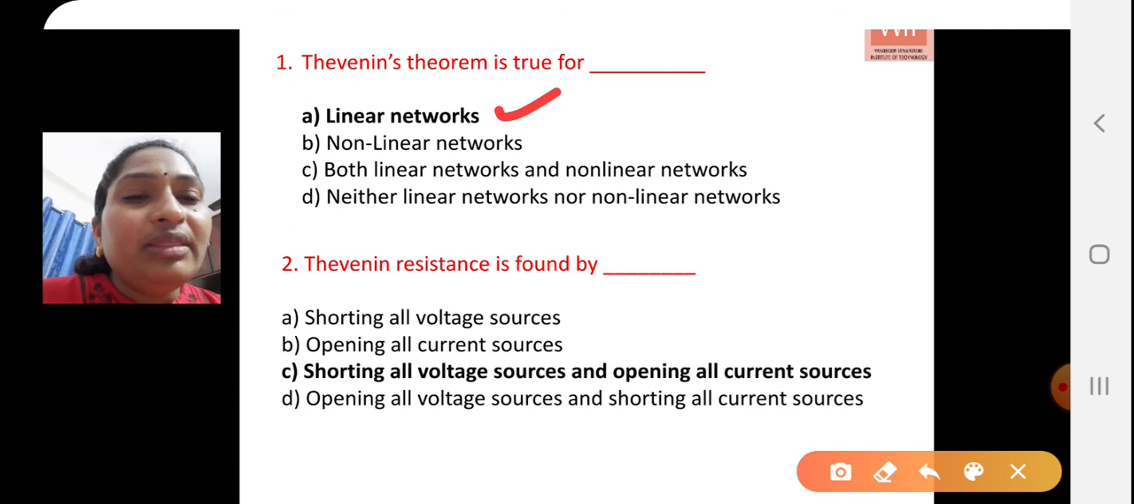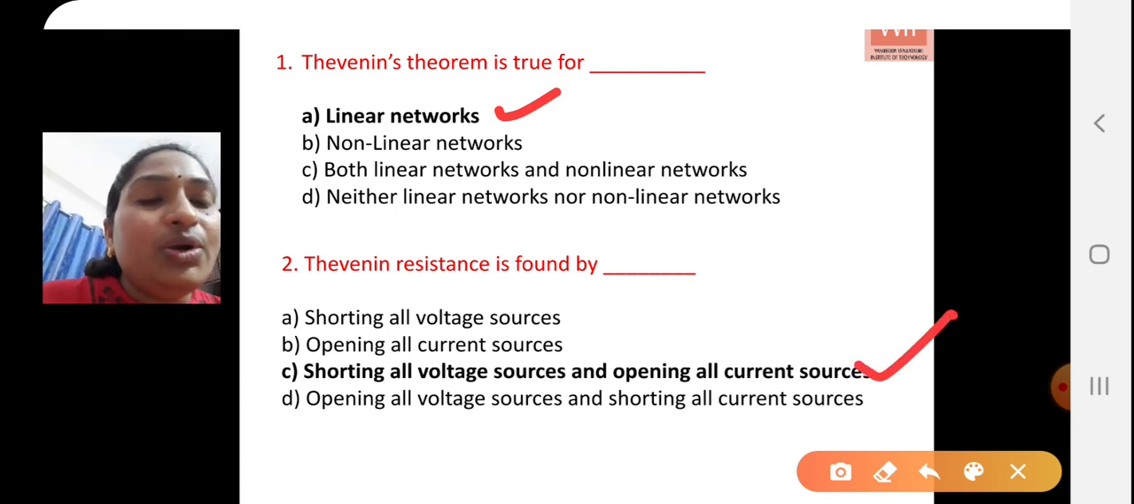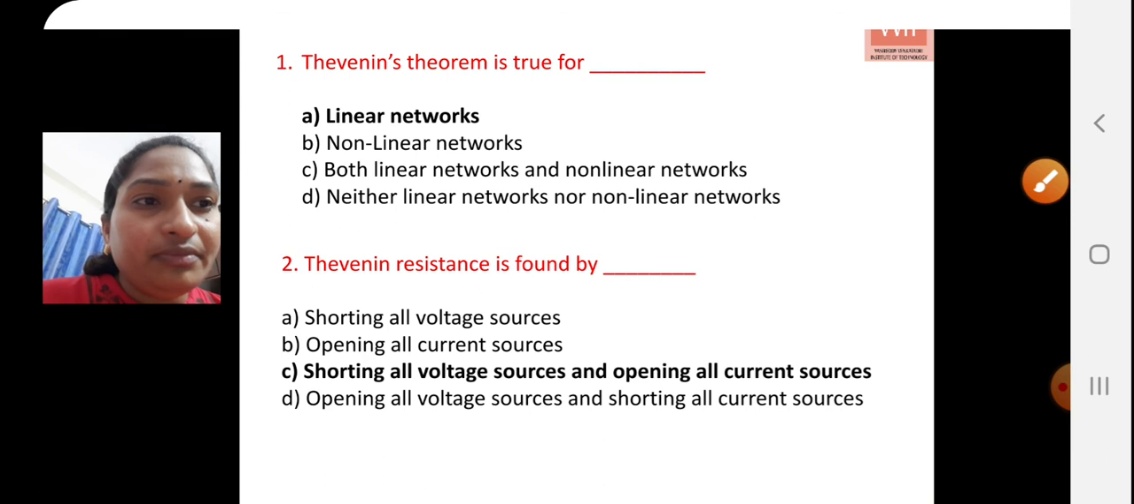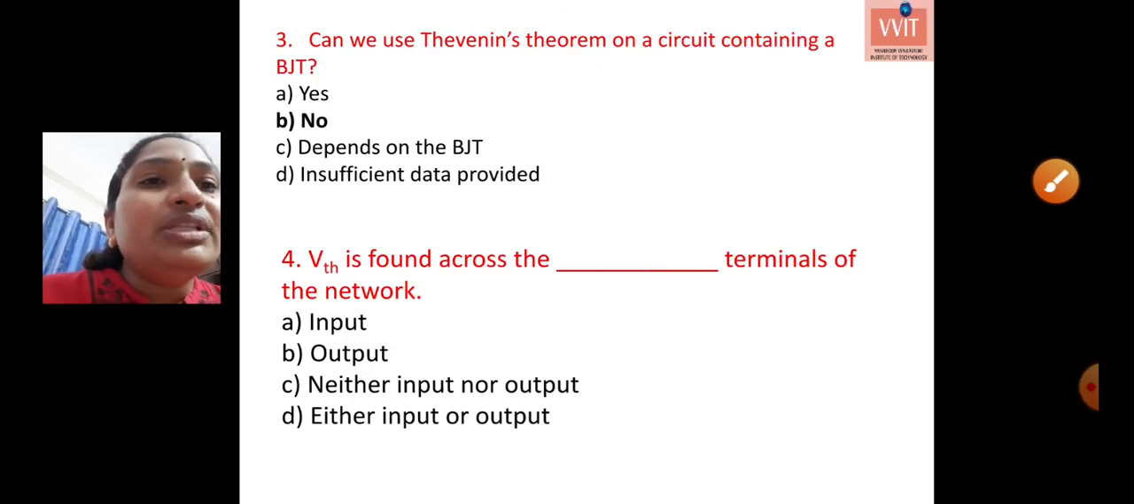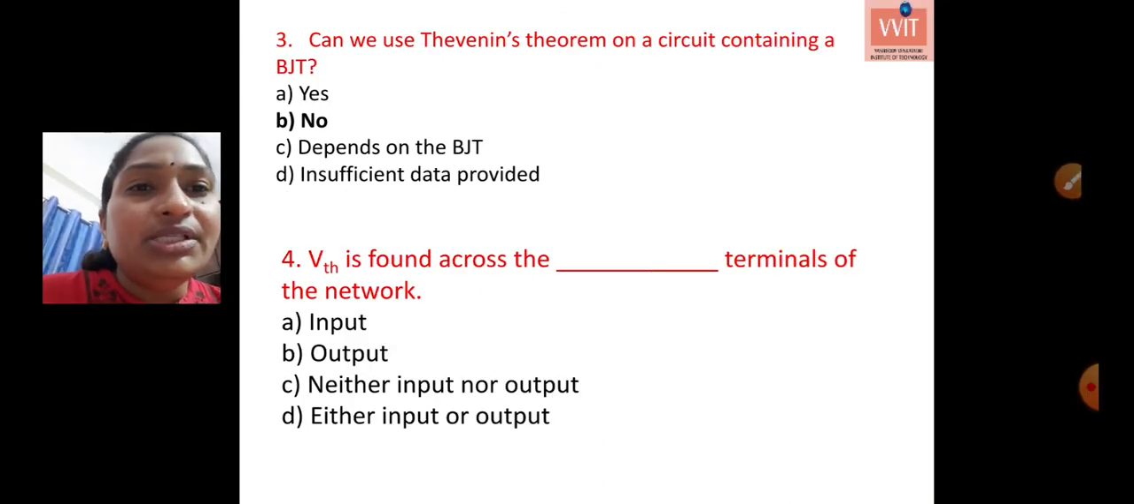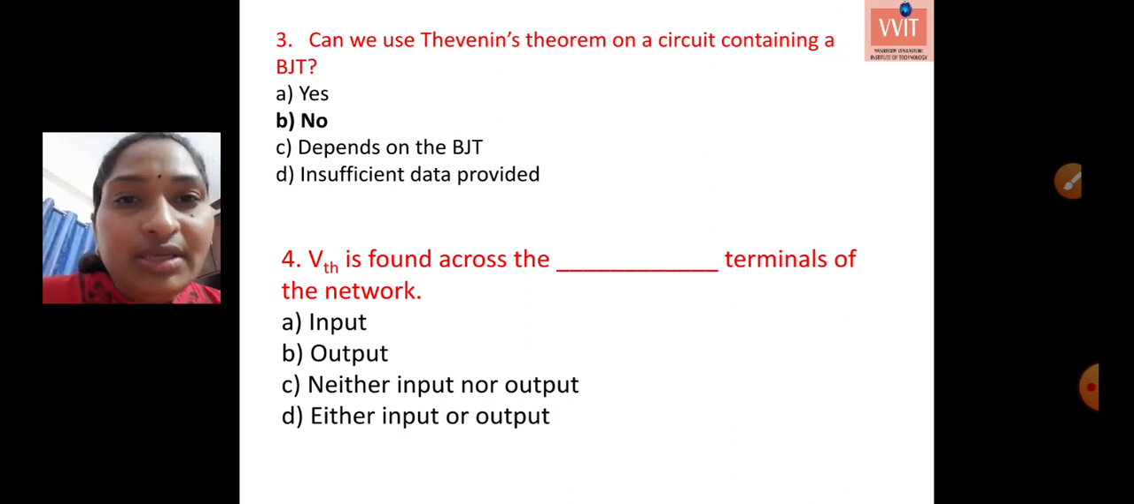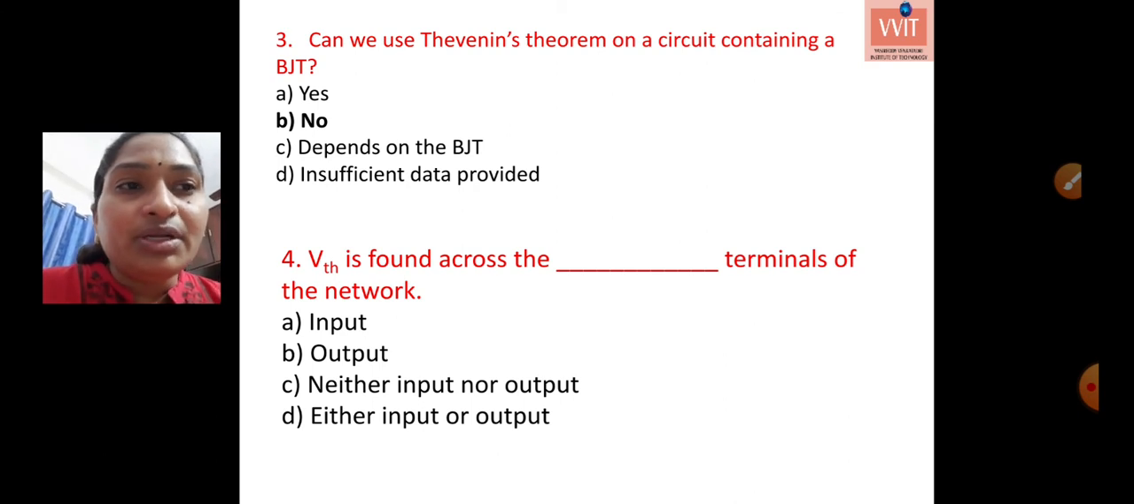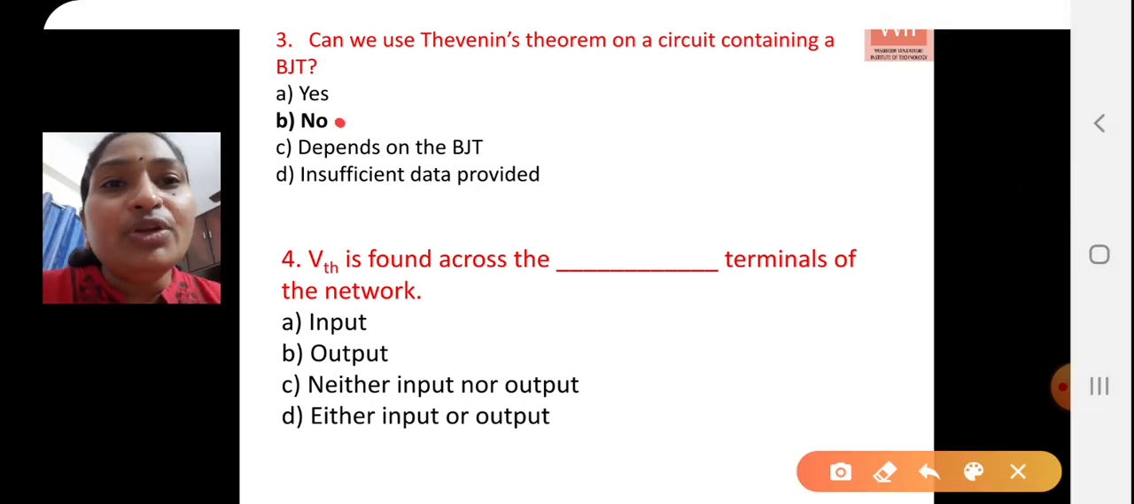Next one is Thevenin's resistance is found by. As we know, we find the Thevenin's resistance just by removing all the sources. Removal of voltage sources means short circuit, and removal of current sources means open circuit. The next one, can we use Thevenin's theorem on a circuit containing a BJT? A BJT is a nonlinear device. So we should not apply Thevenin's theorem to such elements present in the network. So the answer is no.